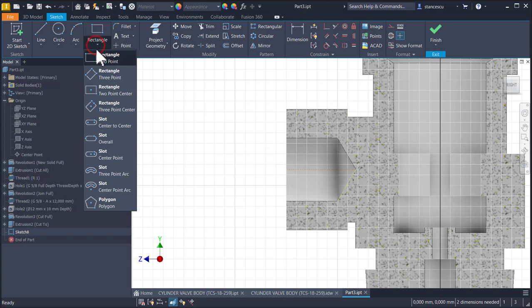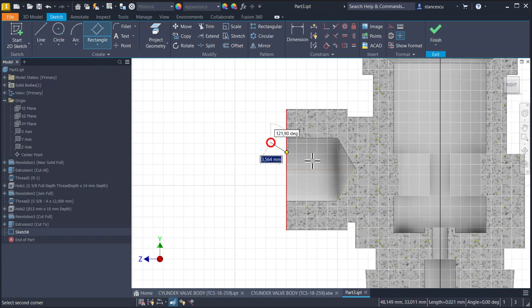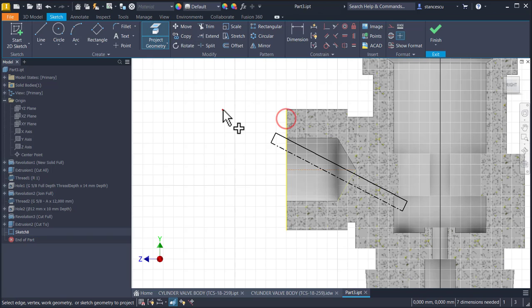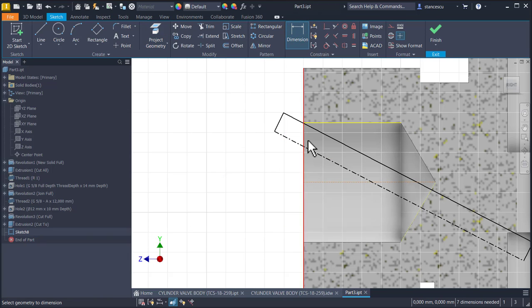But I don't draw a line. I draw a rectangle in 3 points. 1, 2, 3. This is the center line. I select this face to be projected, and I also select this face. Dimension of this point, which must be placed. No, I place this end to this face because this is waste space, not important.